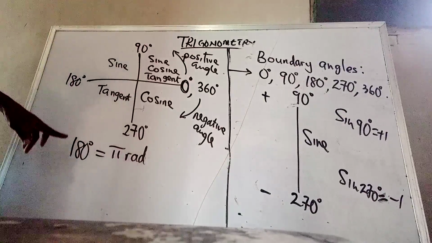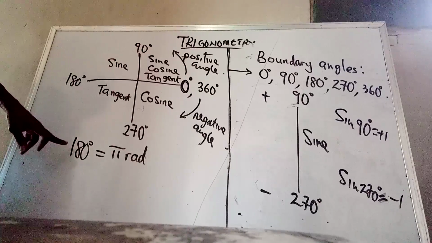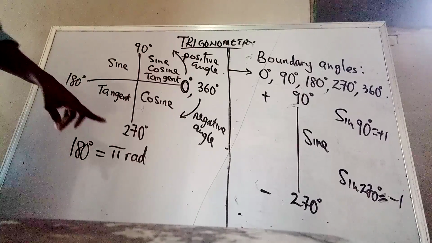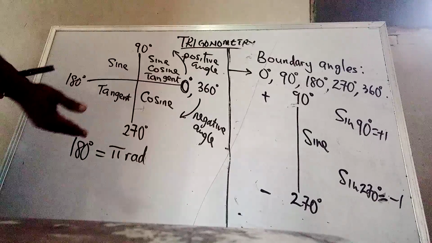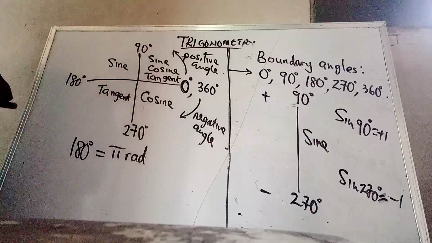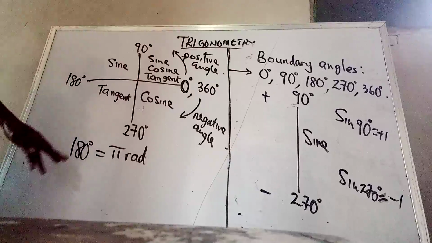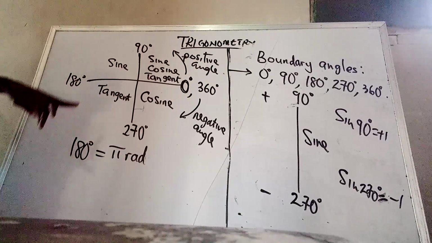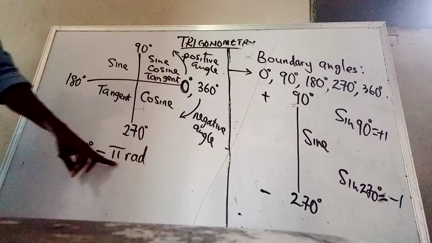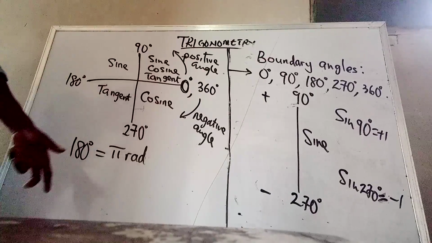So if you multiply 180 by 2, that will give you 360. That means that will be 2 pi radians. Because 360 is 2 times 180, that will be 2 times pi. If you divide 180 by 3, that will be 60 degrees. That means 60 degrees will be pi divided by 3, which is pi over 3.